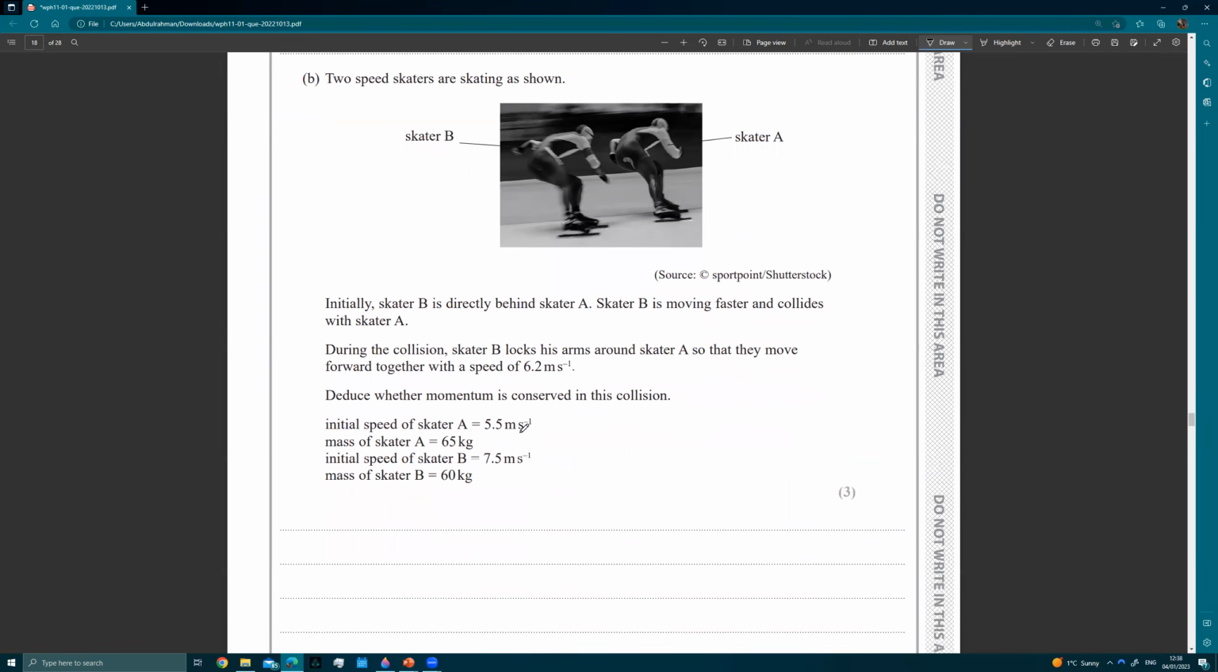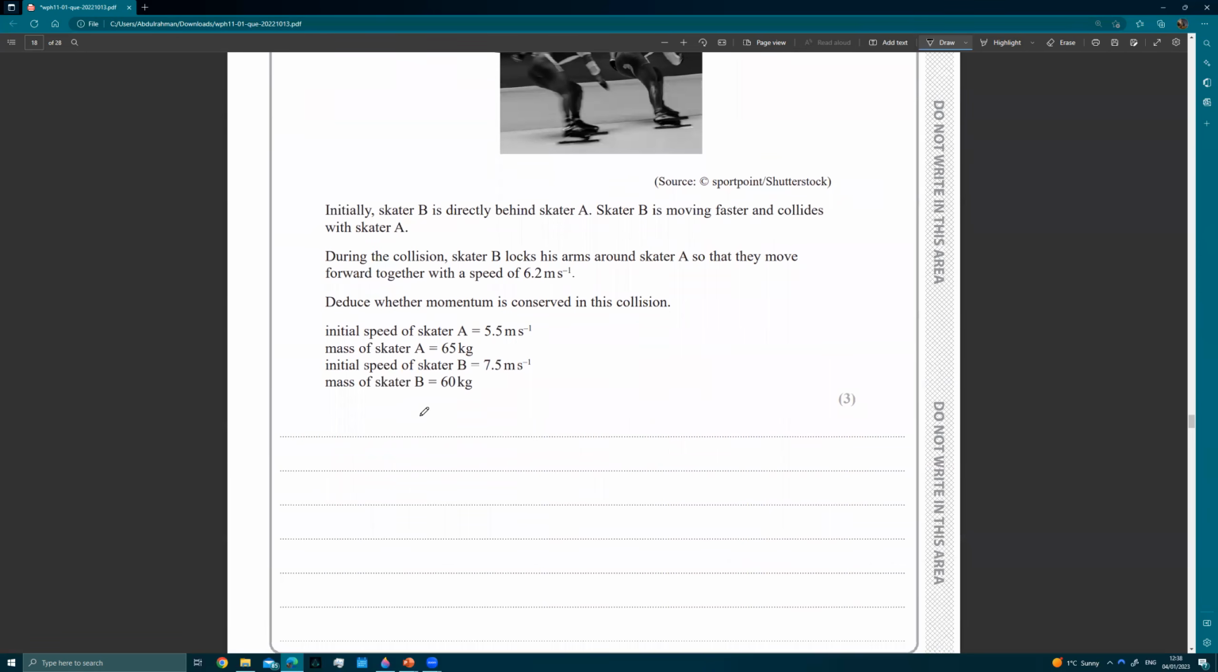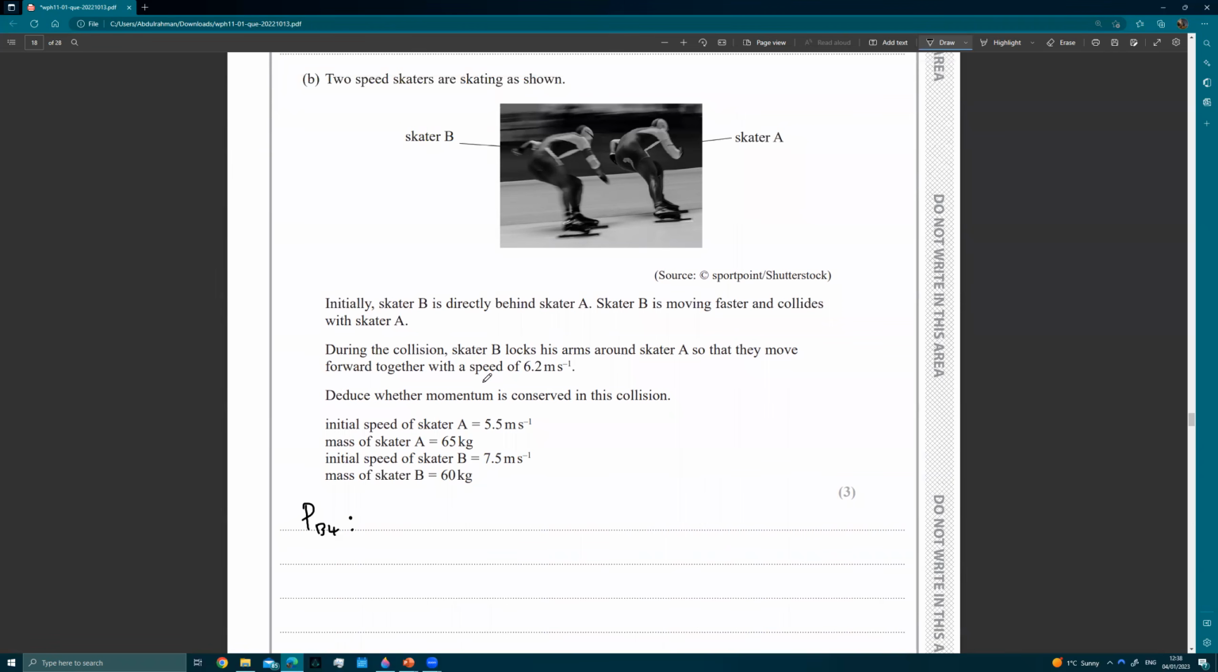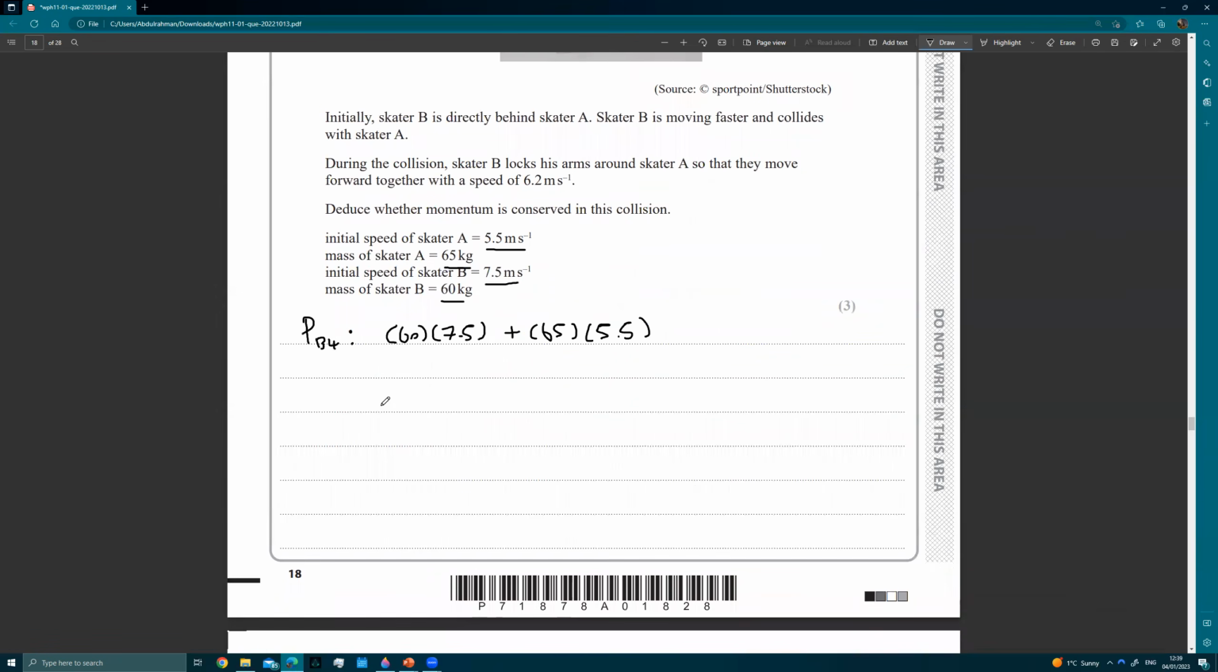Well, to know if momentum is conserved, we need to first of all work out the momentum before, and then compare it with the momentum after. So let's start with momentum before the collision. It's going to be the momentum of skater B, which is the mass of skater B, 60, multiplied by the velocity of skater B, 7.5. Plus the momentum of skater A, which is the mass of skater A, 65, times the velocity of skater A, 5.5. So this is the total momentum before the collision.